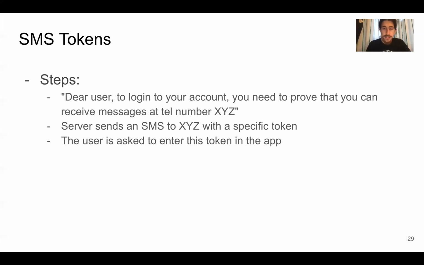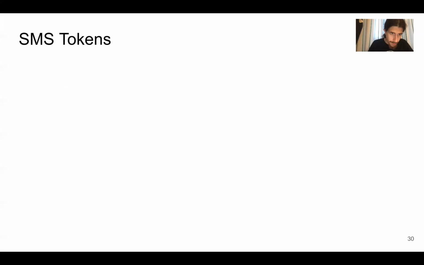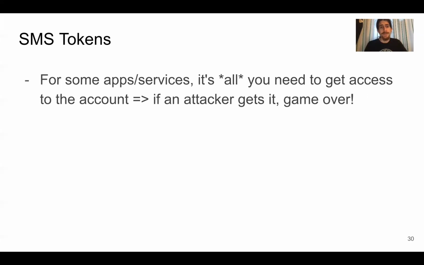Once the user puts it, then it's done. For some apps and services, this token is all you need to get access to the account. And if an attacker gets it, it's game over. So there are some accounts where this SMS token is used as a second factor authentication. But in some other cases, the telephone number is the factor to authenticate you. There is no username and password, and if an attacker gets one of these tokens, you may be in trouble.